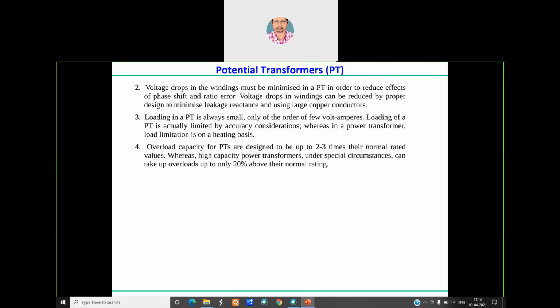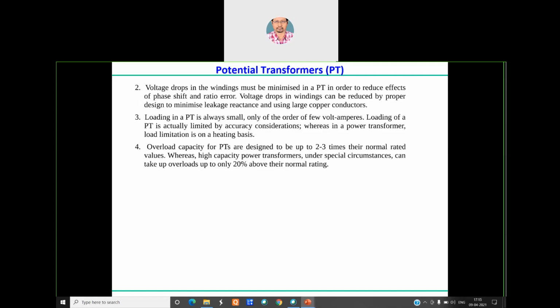Number three, loading in any potential transformer or PT is always very small. Why small? Because on the secondary side, the number of turns is very less. So you need not bother much, like in the case of this problem occurring in the current transformer. But still we have to take care because of the heating phenomenon. Still a certain amount of power dissipation is there.